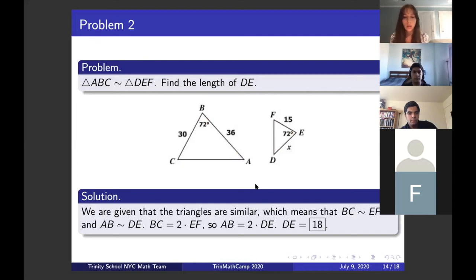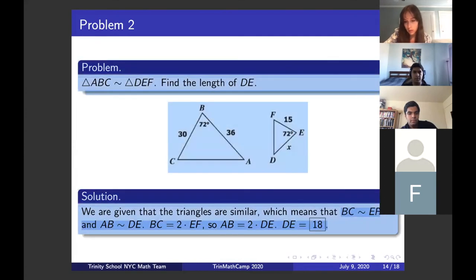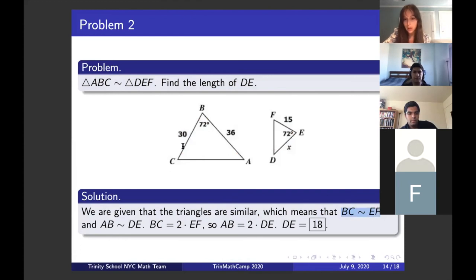And if you look, this notation is basically saying BC corresponds with EF, and they're in some sort of ratio. That's what this symbol means. Same with AB corresponds with ED in a ratio. BC is double EF. So AB is 2 times DE, which means DE is 18. And that's exactly what I said, but in some pretty nice written format.